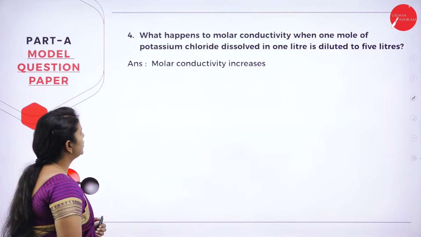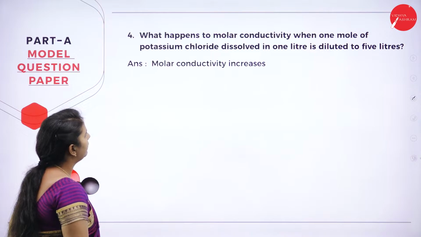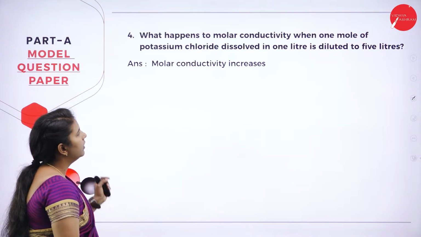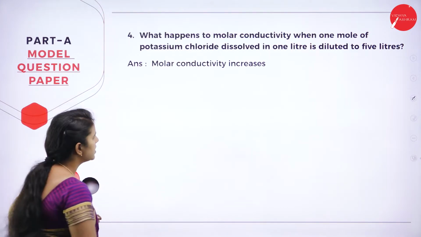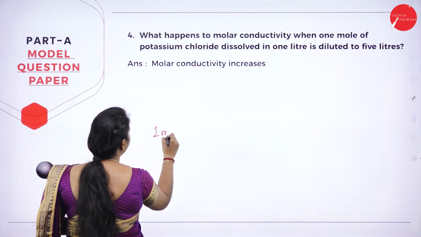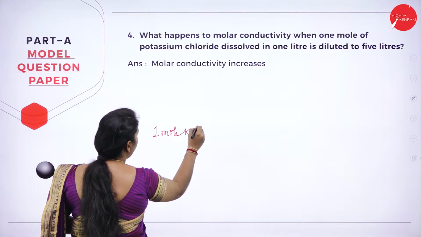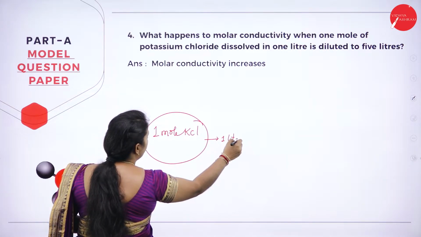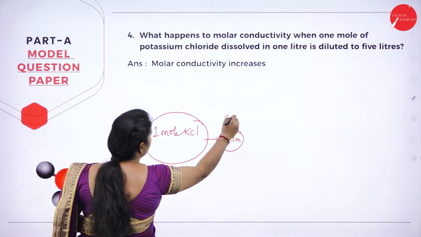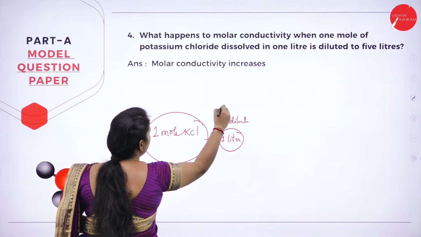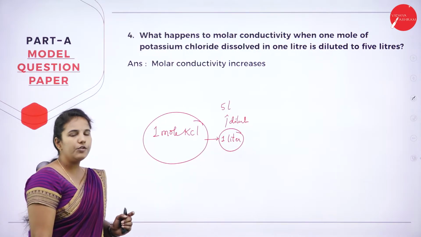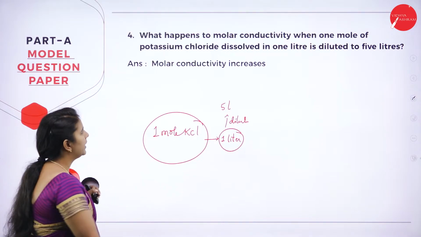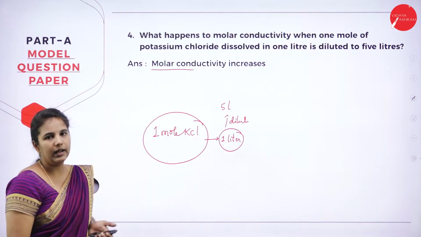Coming to the fourth question, what happens to the molar conductivity when 1 mole of potassium chloride dissolved in 1 liter is diluted to 5 liters? Here you are taking 1 mole of potassium chloride dissolved in 1 liter, and later it has been diluted to 5 liters. So what will happen as the dilution is increased? If the dilution is increased, the molar conductivity automatically also increases.